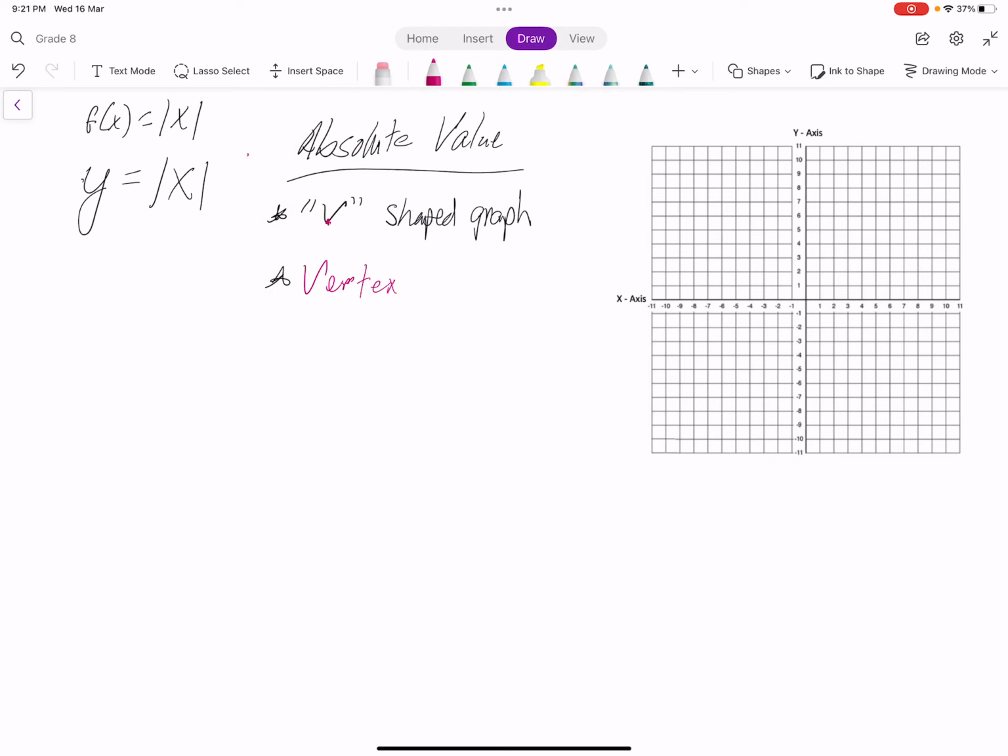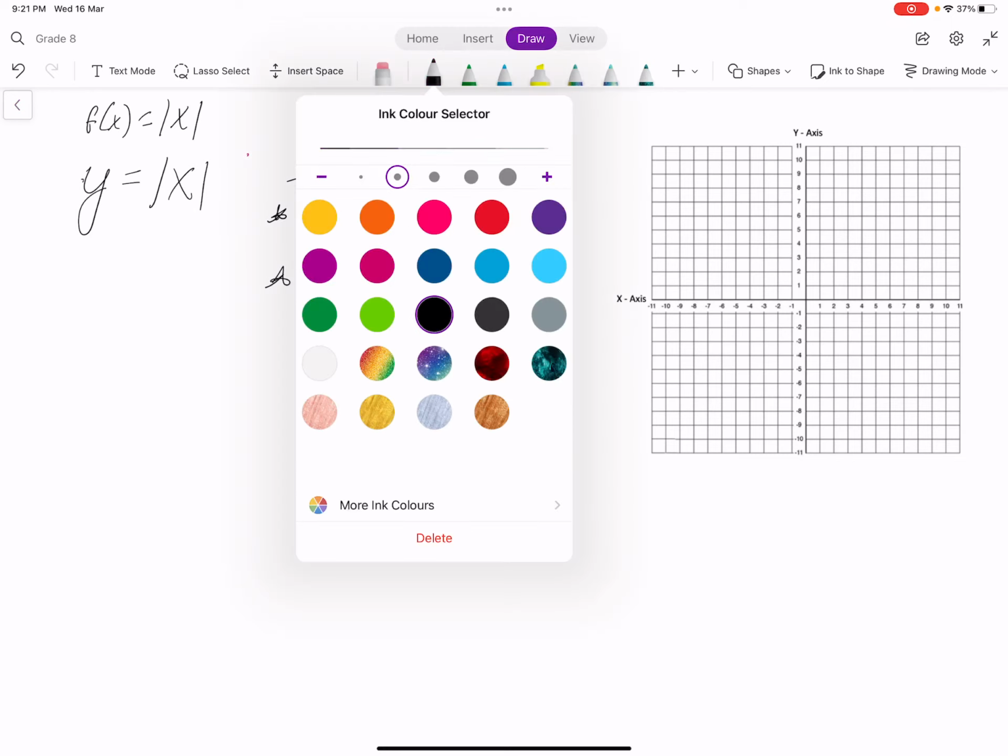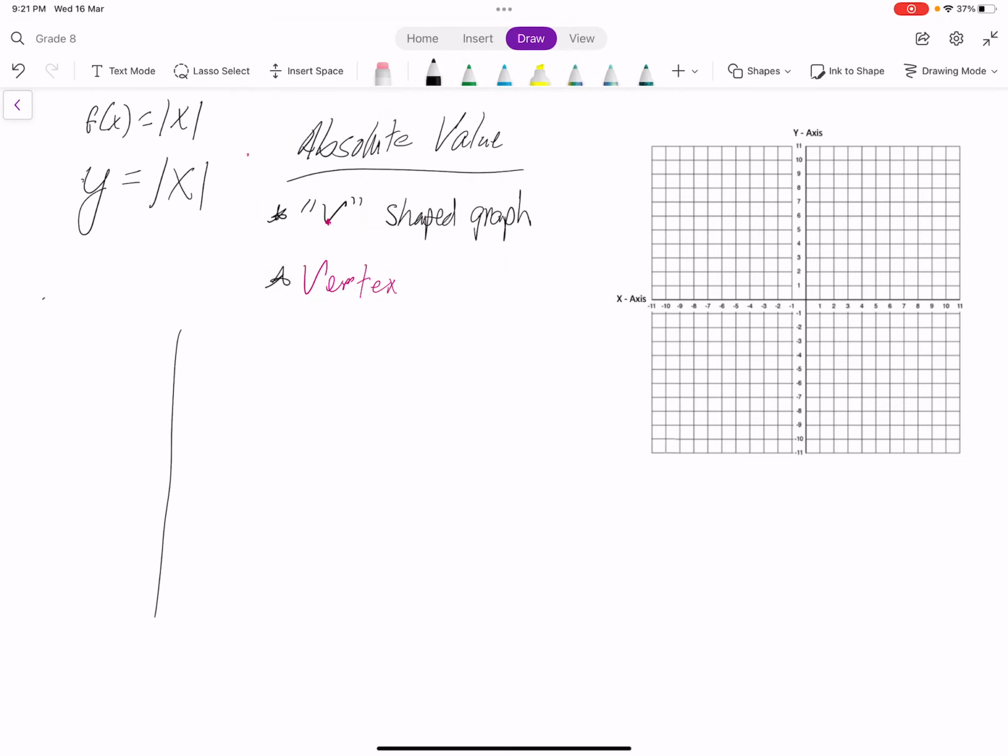So we do need to still find our vertex, all right? And it is a V-shaped graph. It doesn't have a name like parabola. So this is just pretty much what you need to know about absolute value. The same thing holds true when we're doing absolute value. When we're doing the most basic version of this, we're going to learn first to create a table.